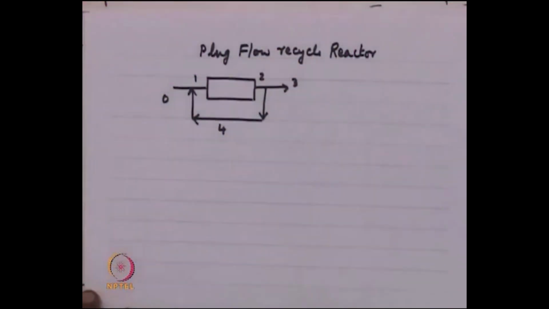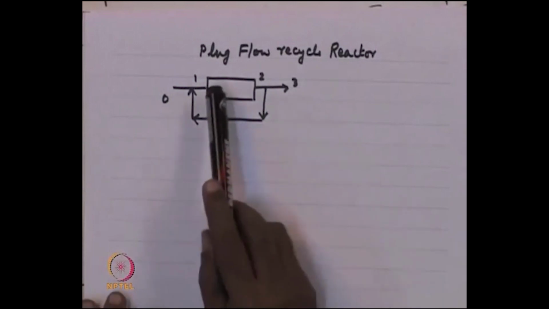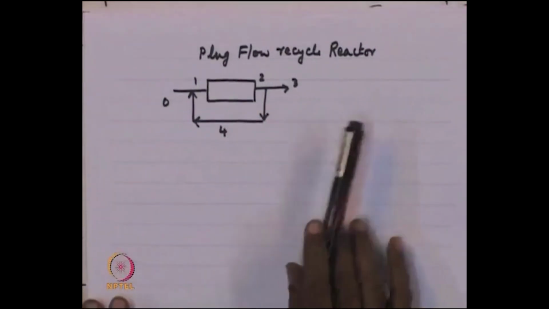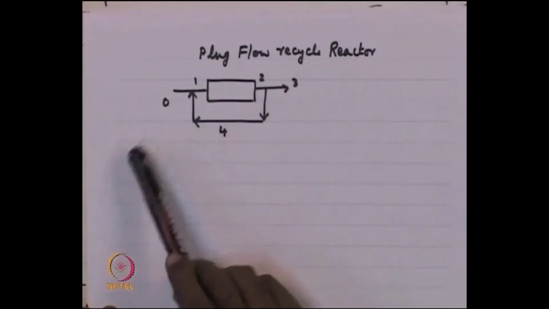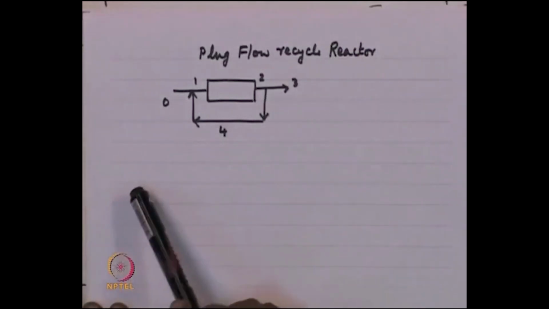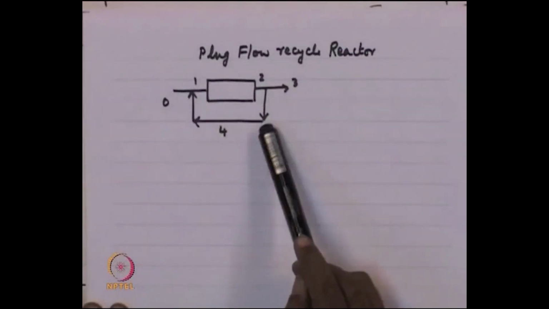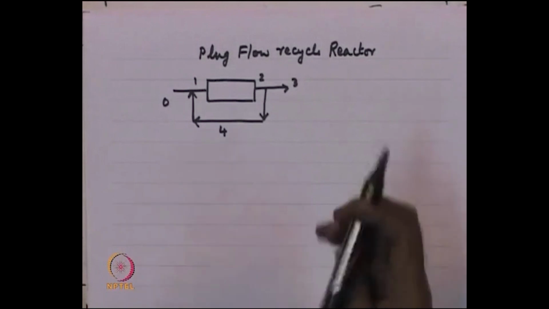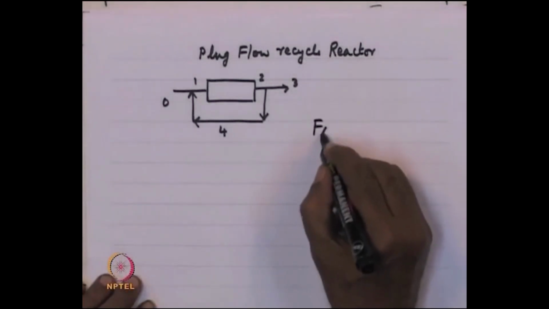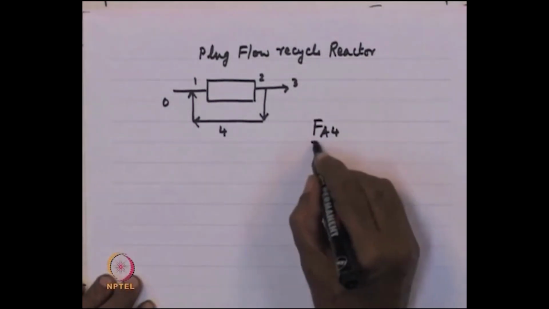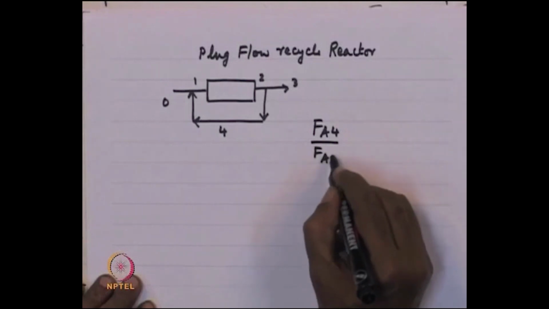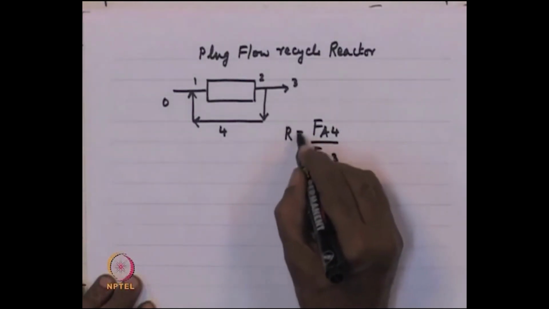You have a plug flow vessel here, it may contain a catalyst or it may have an inert through which your reactants are flowing, and there is a recycle. That recycle ratio is defined as Fa4 divided by Fa3. This is our recycle ratio.